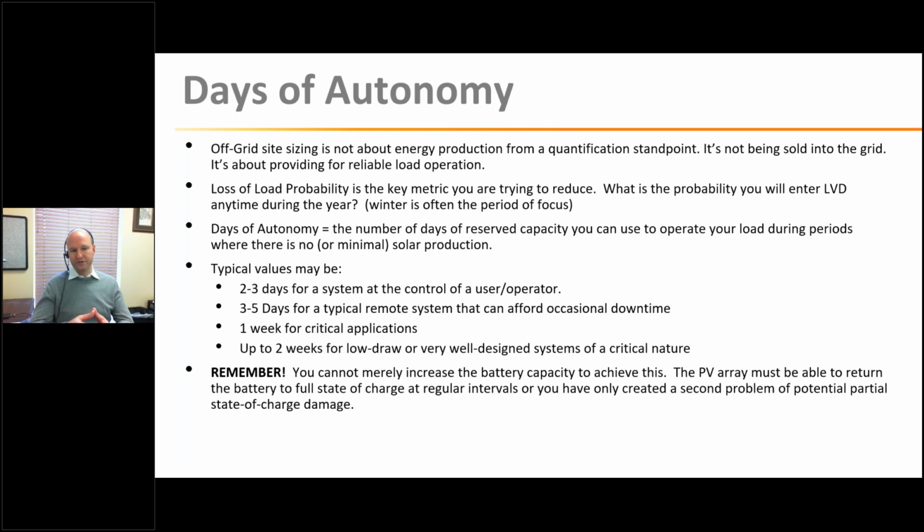For more critical applications, as much as a week can be provided for days of autonomy. And we've even seen a few, if they're very low draw or need to be very well designed, meaning money invested in the system because it's of a critical nature, you can see up to 2 weeks if something is just absolutely necessary to maintain operation. Some examples over the years that we've seen that I would consider critical applications. We did a railroad system one time for some gate openers and lighting signal operation for the Railroad of India.